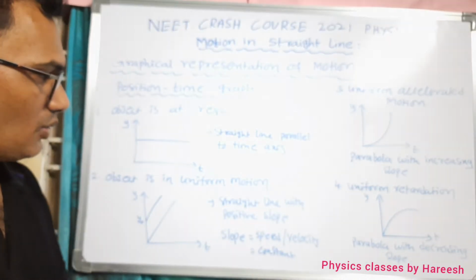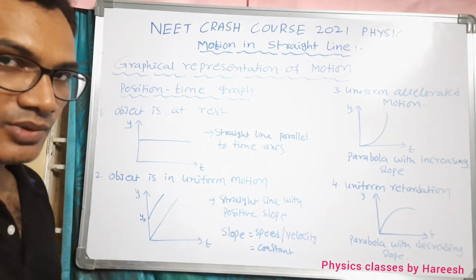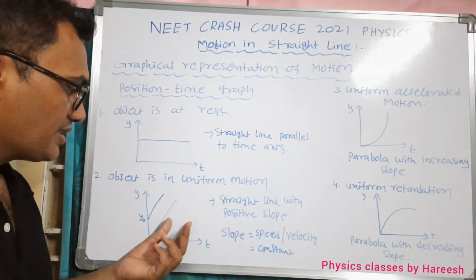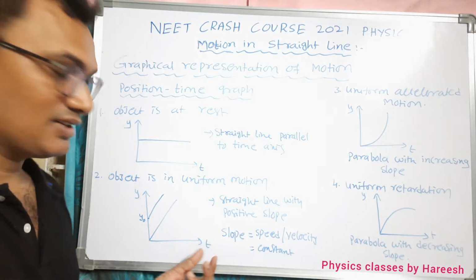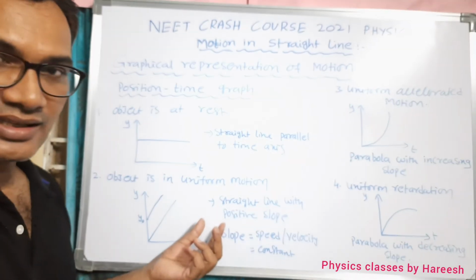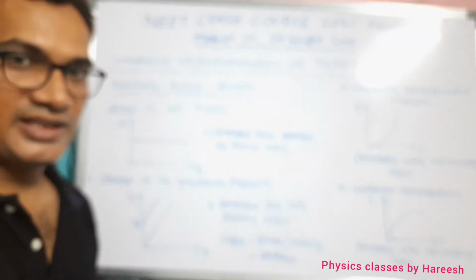Next, the third one is here. What will happen? A straight line with positive slope. Slope is the y component by the x component. The slope remains positive. Slope is always positive and it is constant also. For a straight line, the slope remains constant. So here the slope gives the speed or velocity of the object.